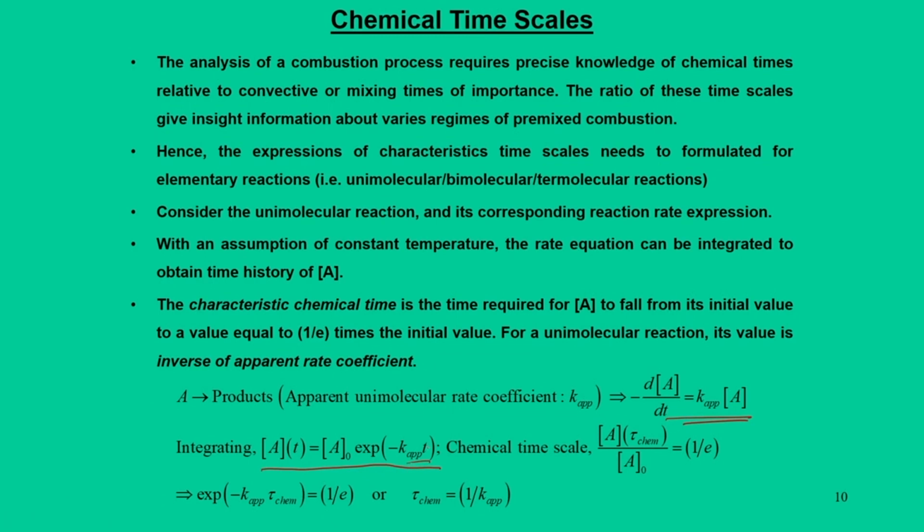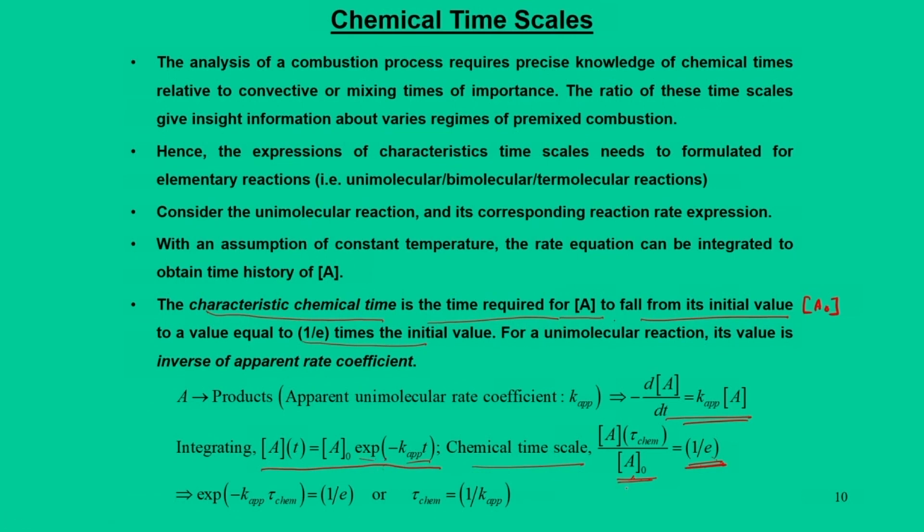Now, here we introduce the term chemical time scale, or many times we call it the characteristic chemical time. It is the time required for the concentration of A to fall from its initial value A0 to a value equal to 1/e times its initial value. So, concentration of A, when we multiply by this, will be the initial concentration A0 times 1 by e. By this definition, why is it called 1 by e?